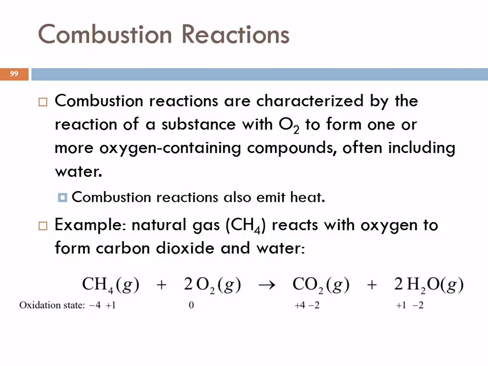So natural gas is mostly methane. When it reacts with oxygen, it forms carbon dioxide and water. And here, we've had enough practice. We've got the oxidation states. Here, carbon is -4, and over here, carbon is +4. What's happening to the carbon? It's being oxidized. The hydrogen here is +1, +1 over there. The oxygen is going from 0 to -2 and -2, and so the oxygen is being reduced.